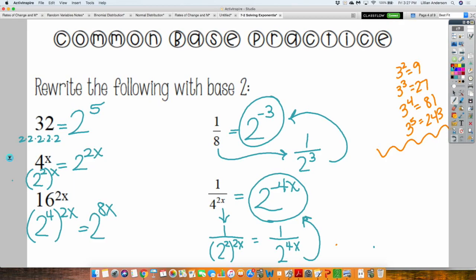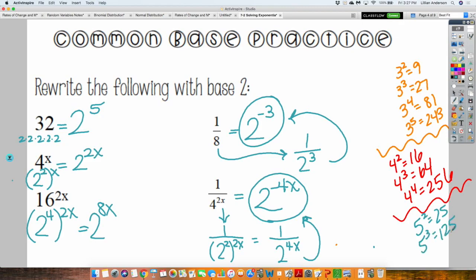What about 4 squared? 4 to the 3rd? 4 to the 4th? Anybody know what 16 squared is? 256. Okay, we don't know our perfect squares. All right. Okay, it's 5 squared. 5 to the 3rd. Okay, what about 5 to the 4th? 625.